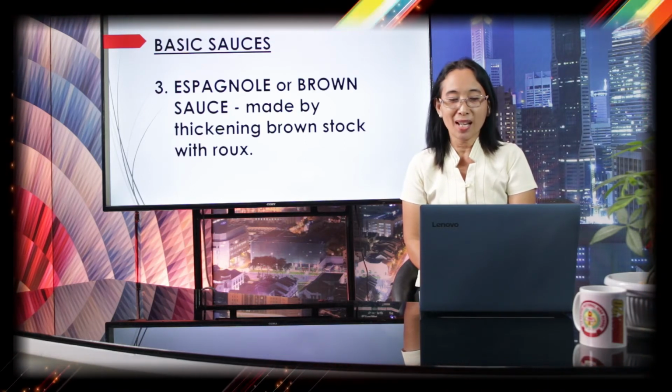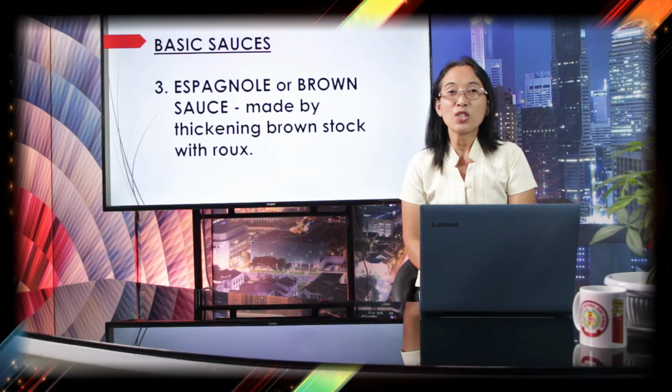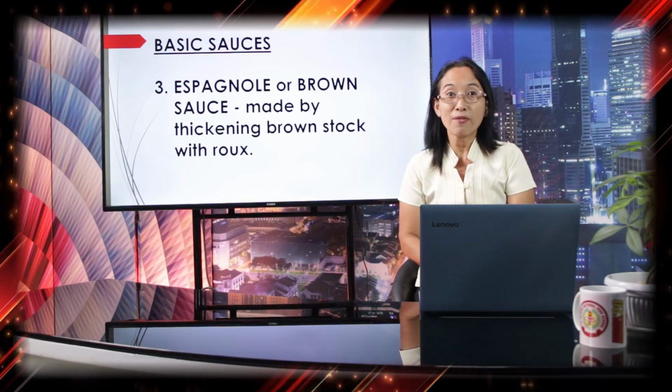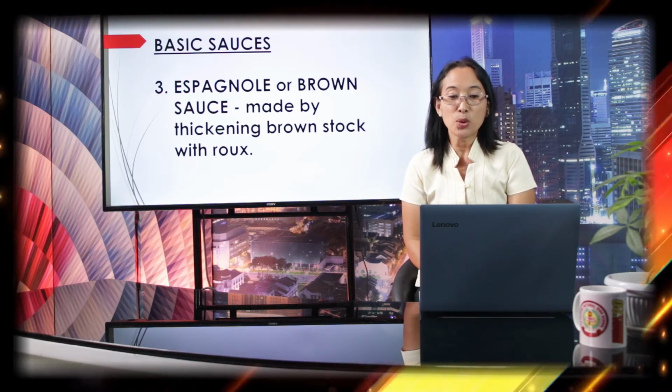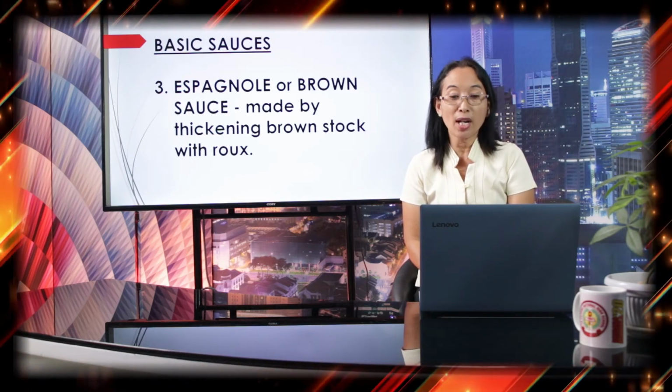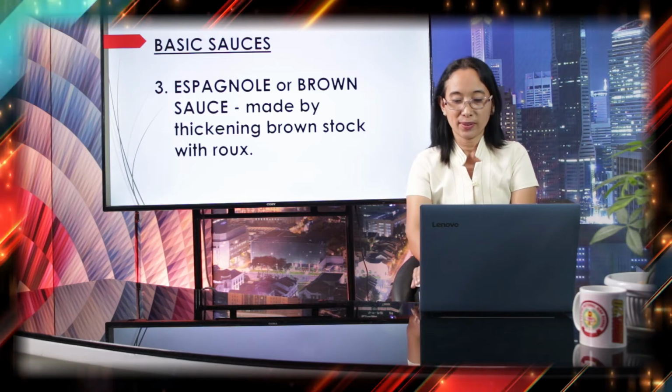Then, brown stock. Brown stock is made by first browning the bones of the meat before simmering, to add flavor and color to the sauce.